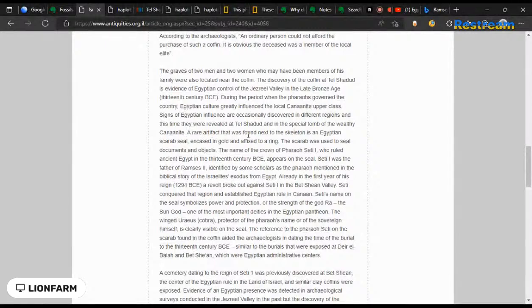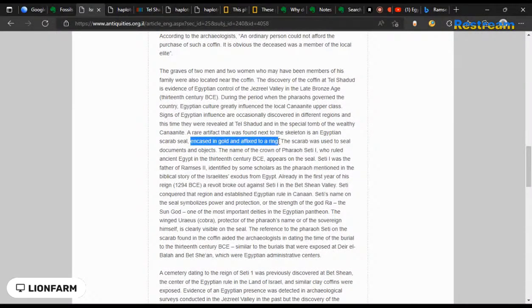A rare artifact that was found next to the skeleton is an Egyptian scarab seal. Now, this is important because a seal is used to seal documents. This means that this person with this seal is saying that this is in my name, in the name of the ruler of this area, encased in gold, affixed to a ring.